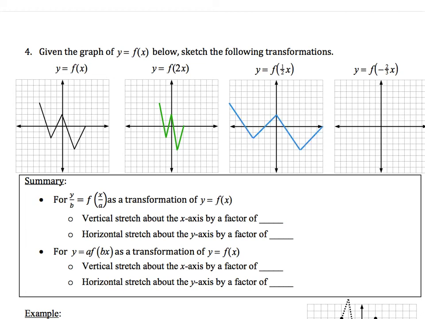In a similar way, we see that when we have the x replaced with 1/2 times x, then the result is a horizontal stretch by a factor of 2. So again, this x-coordinate that was at -4 gets doubled and gets mapped here to -8.